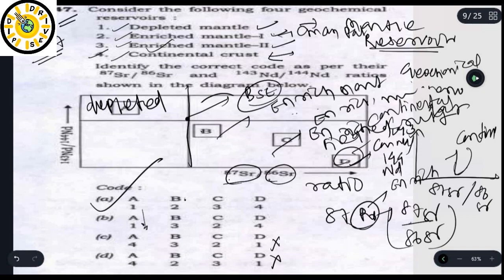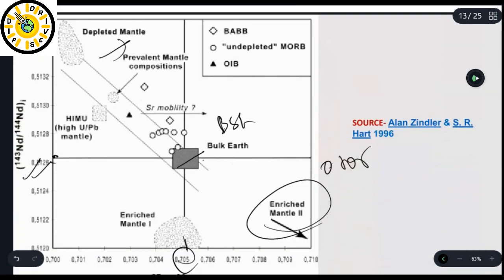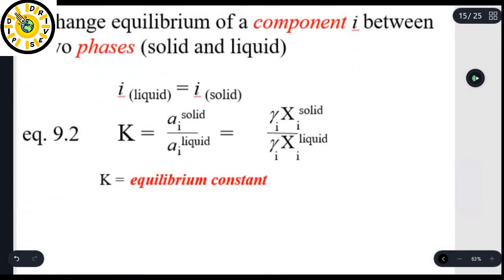I told you, so this is the more enriched. If you look at the literature, as I just told, what are the different types of incompatible element? What is an incompatible element? It depends upon the distribution coefficient.